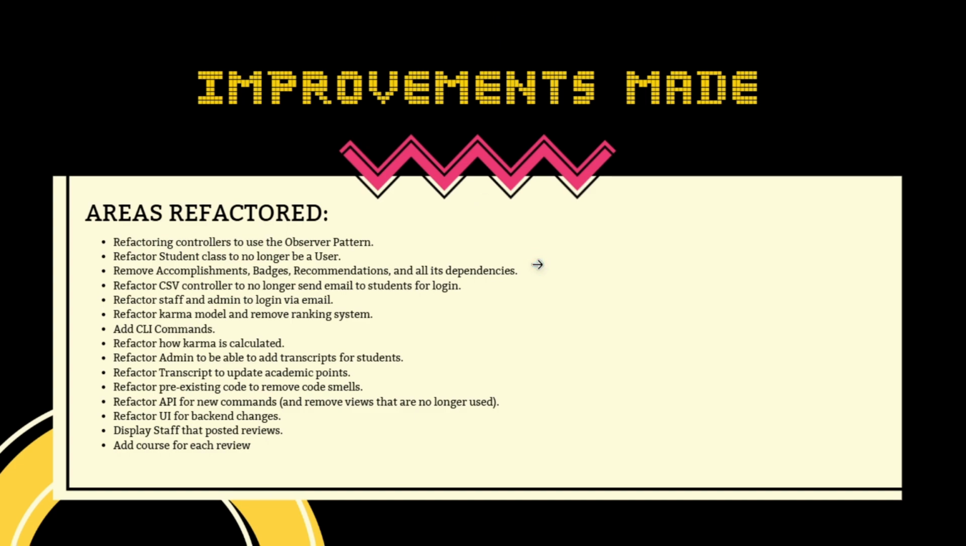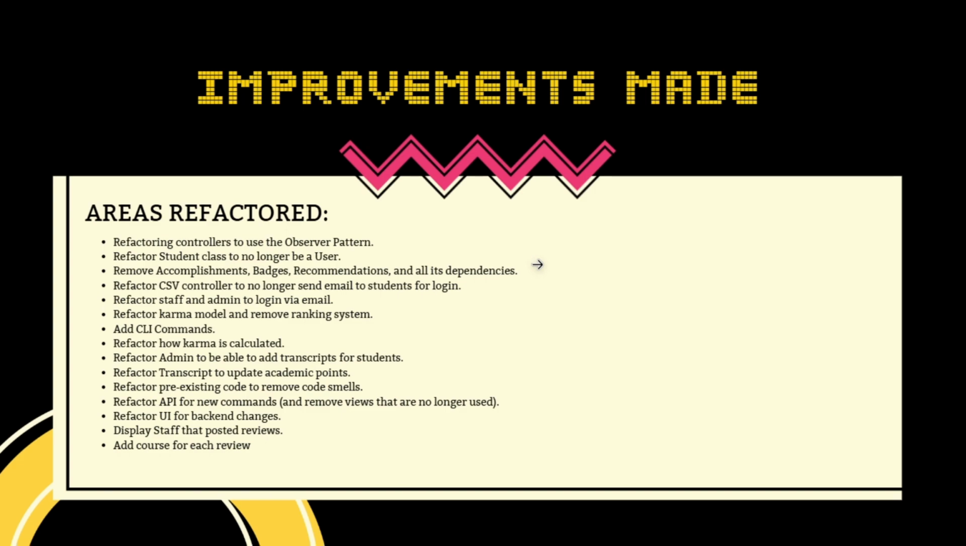Some enhancements to usability: we updated the staff and admin logins to use emails instead of usernames, simplifying authentication. For the CSV controller update, the CSV controller no longer sends emails during staff creation, streamlining the onboarding process. As for API and UI updates, we refactored APIs to support new commands while removing unused views. The UI was also updated to reflect these backend changes, ensuring better alignment between the interface and functionality.